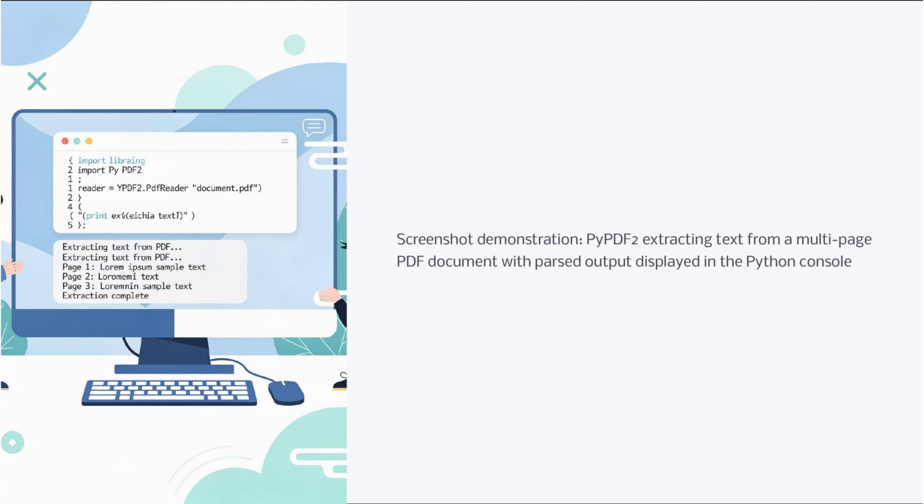Using PyPDF2, text extraction from multi-page PDFs is straightforward. Open the file in binary read mode, iterate through pages with PdfReader, and extract text using .extract_text. This method efficiently handles large documents, displaying parsed output in the Python console, ensuring memory efficiency and systematic extraction.